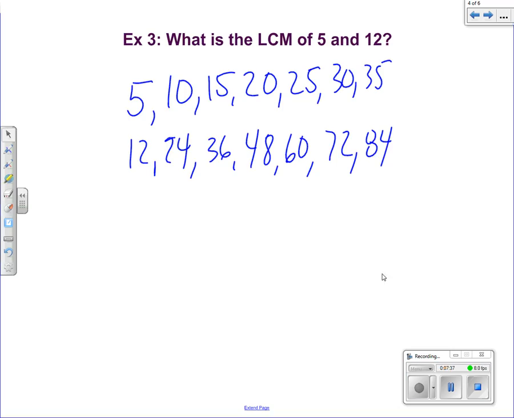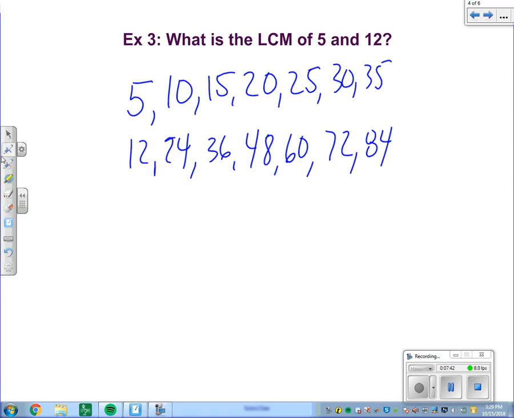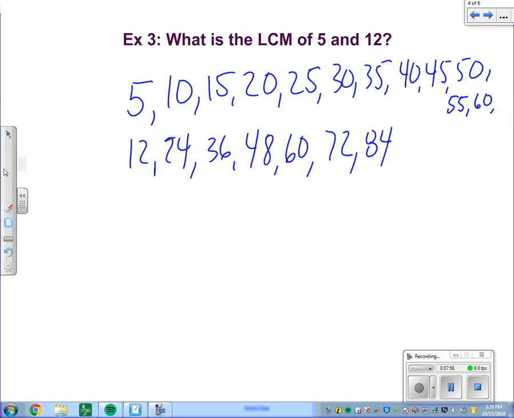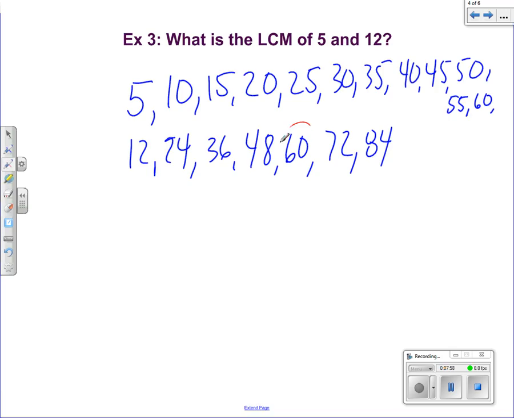I'm going to add to my fiver list. So 35, 40, 45, 50. Do I have a match yet? No. Okay, let me just keep listing. 55, 60. There it is. 60 is the first multiple that is the same in both lists. So the LCM of 5 and 12 is 60.